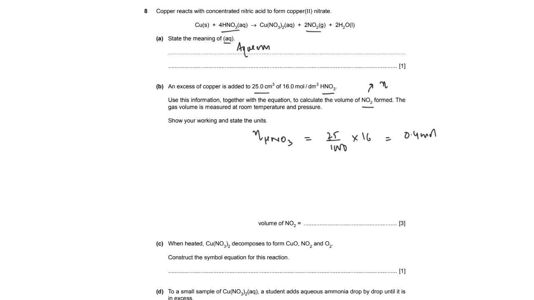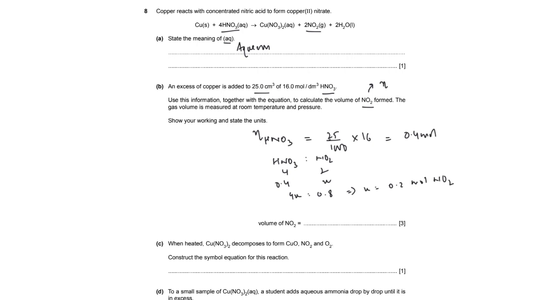From the equation, for 4 moles of nitric acid, the moles of nitrogen dioxide are 2. If I apply the ratio here, HNO3 to NO2: there are 4 moles of nitric acid and 2 moles of nitrogen dioxide. So if there are 0.4 moles of nitric acid, how many will be the moles of nitrogen dioxide? 4x will be equal to 0.8, so x is 0.8 divided by 4, which is 0.2. 0.2 is the moles of nitrogen dioxide.